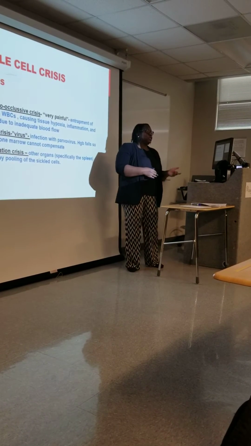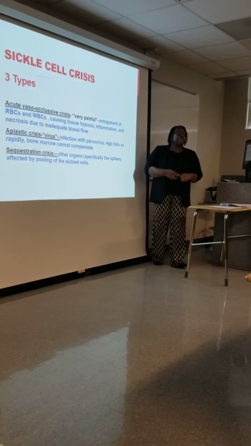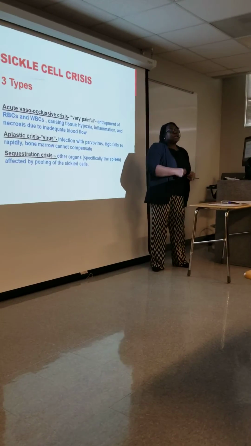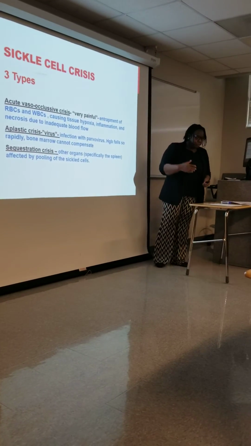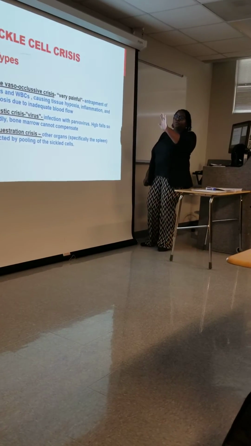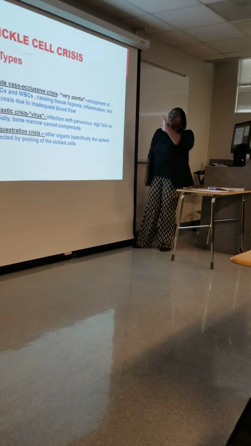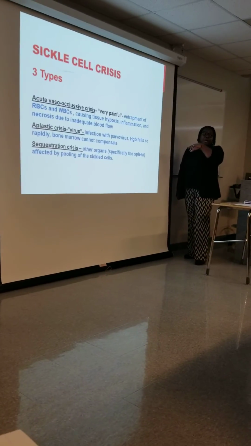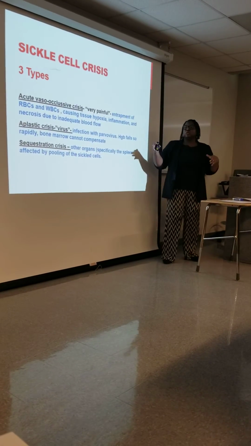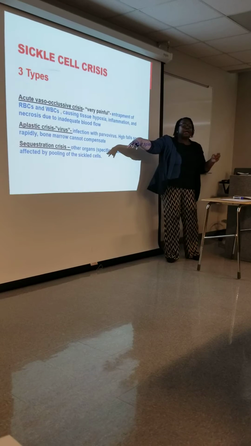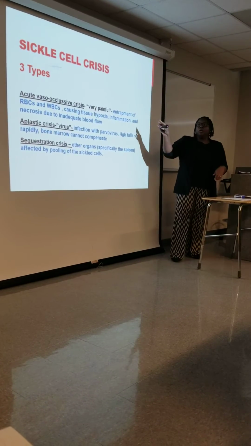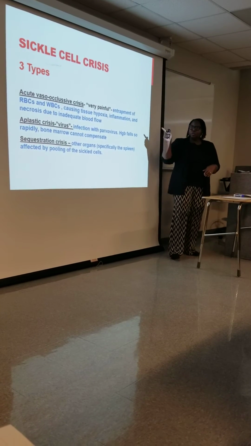So when your sickle cell patients come into the hospital in a crisis and they're having a lot of pain, this is probably the crisis that they're experiencing. And with that, you have the entrapment of the red blood cells and the white blood cells, which is causing the tissue hypoxia, which is the decrease of oxygen. It's causing inflammation, which is the swelling, and then necrosis, or the dying of the tissues due to inadequate blood flow. So all of that is going on during this acute vaso-occlusive crisis.